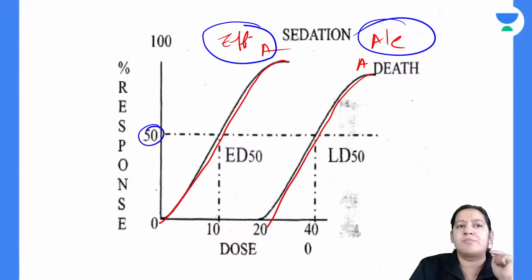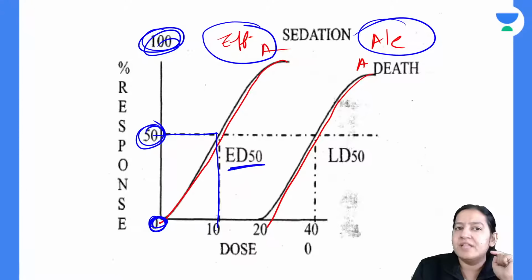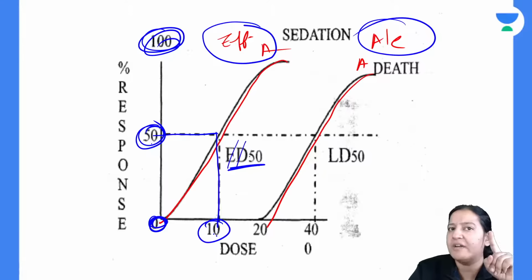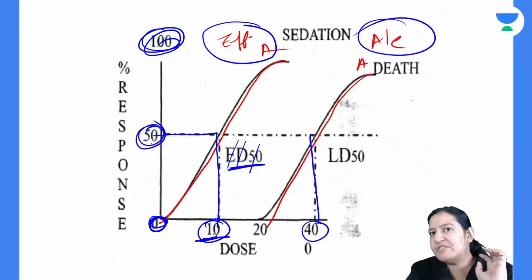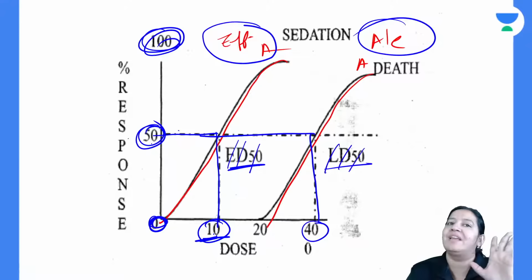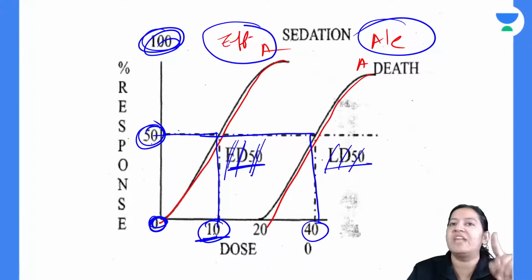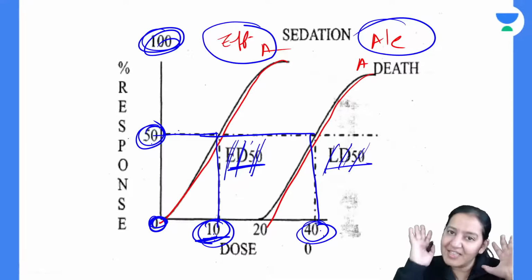You see 50% response. This is 0% response. This is 50%. This is 100% response. So the dose at which 50% effect is coming is known as ED50. So at 10 milligram, 50% effect is coming. So this is known as effective dose 50, this 10 milligram. And the dose at which 50% adverse effect is coming, that is known as LD50, lethal dose 50. So effective dose 50 or lethal dose 50. Here 10 milligram is the ED50. 40 milligram is the LD50 in this particular example.